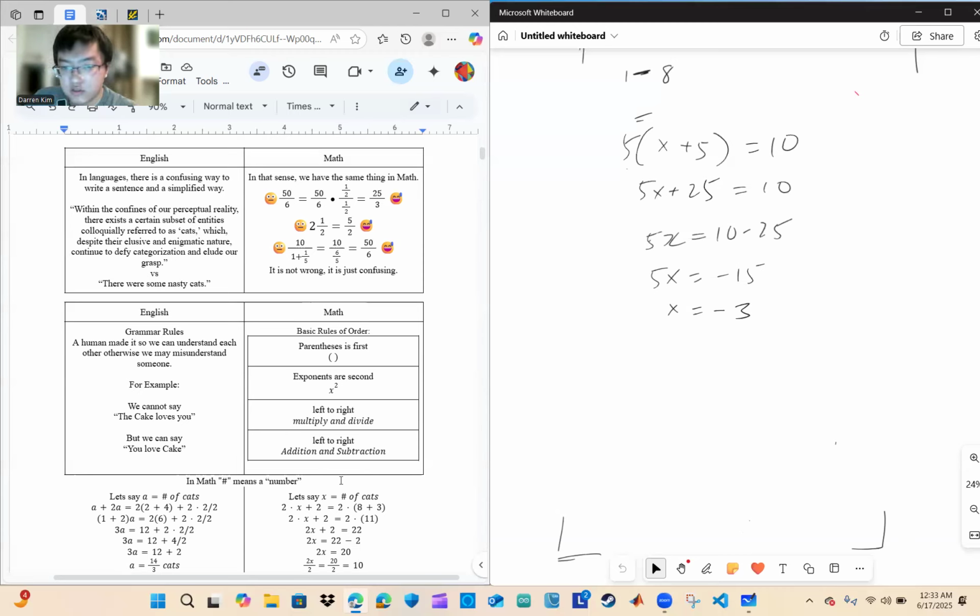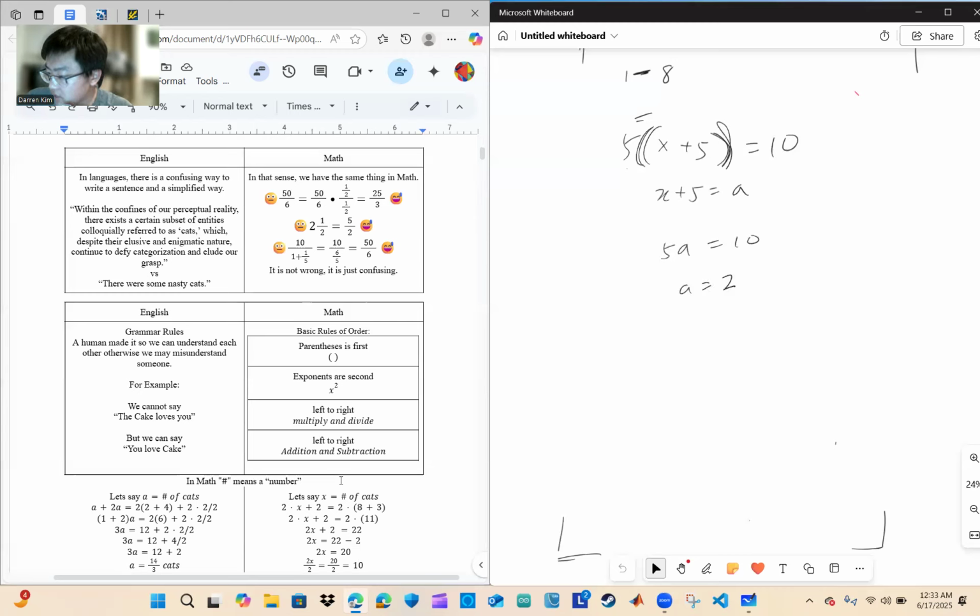I just chose random numbers, but that's not the best way to solve it, because you can divide both sides by 5, since this barrier over here protects anything inside of it. What that means is that you can say x + 5 equals a new variable a, and 5a equals 10, and then a equals 2. Then a = x + 5, so 2 - 5 equals x, which equals negative 3. Getting the same answer again. Multiple ways to solve it.